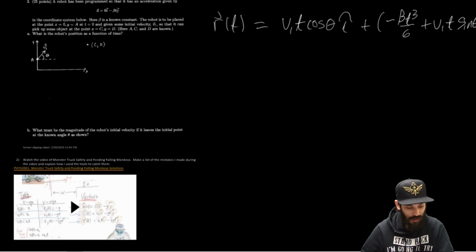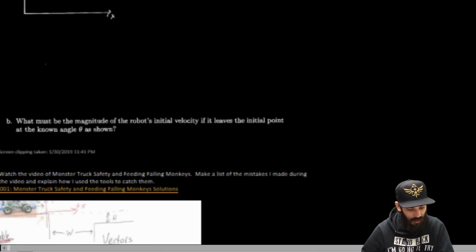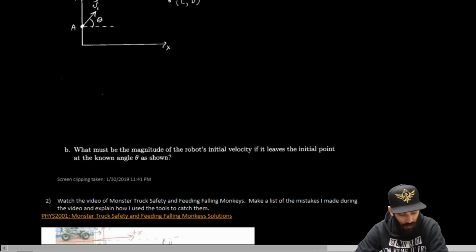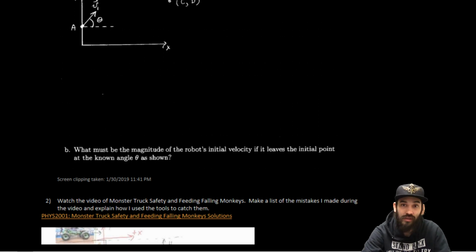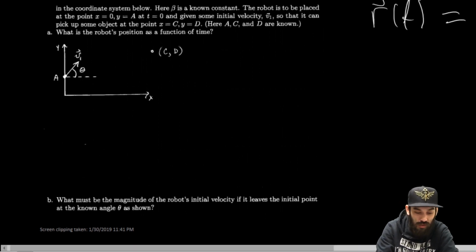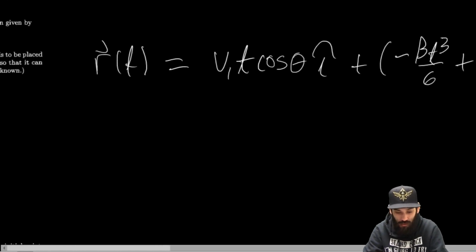Okay, so the last part of this question is, now that we have our position vector as a function of time, we want to find what the magnitude of the robot's initial velocity must be if it leaves the initial point at a known angle theta as shown. And it's trying to get to this point C, comma D.